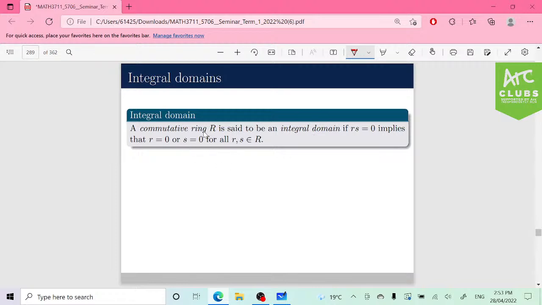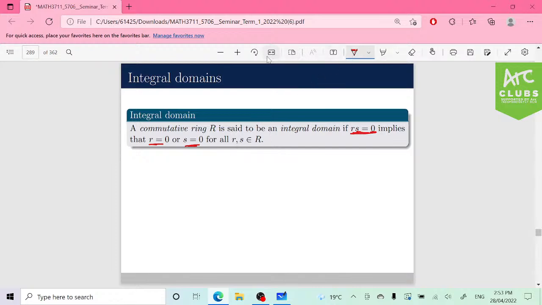So we say that a commutative ring R is an integral domain if, when you take the product of two elements being equal to 0, it implies that r equals 0 or s equals 0. And this is true for every r and s in R.